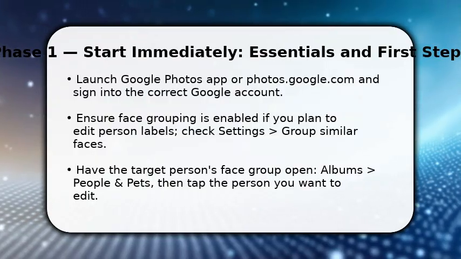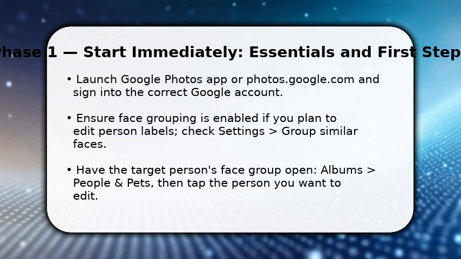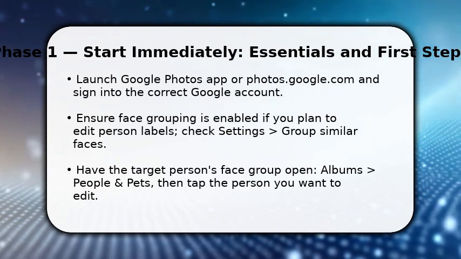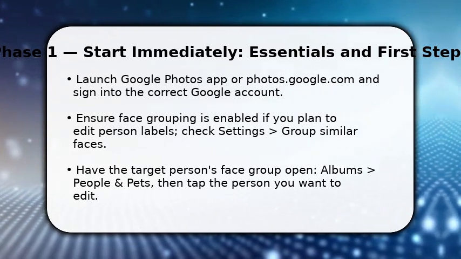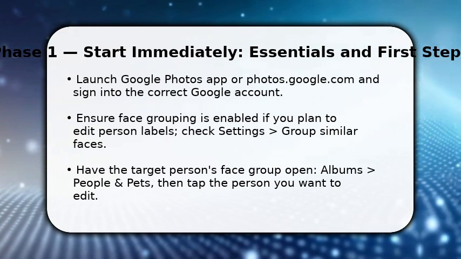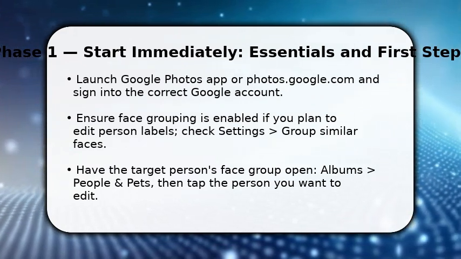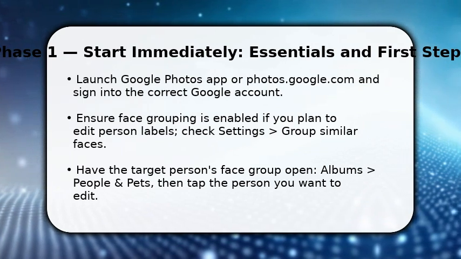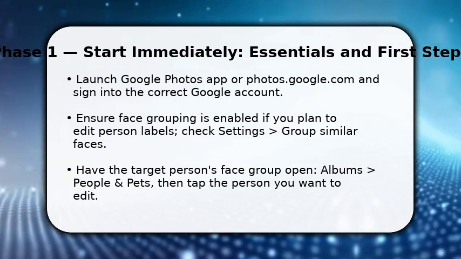You're starting now. Open Google Photos and sign into the account that stores those images. Once signed in, go to Albums, then People and Pets to find the face group. Make sure face grouping is enabled in Settings. If you don't see a group, this groups similar faces so you can edit the label.